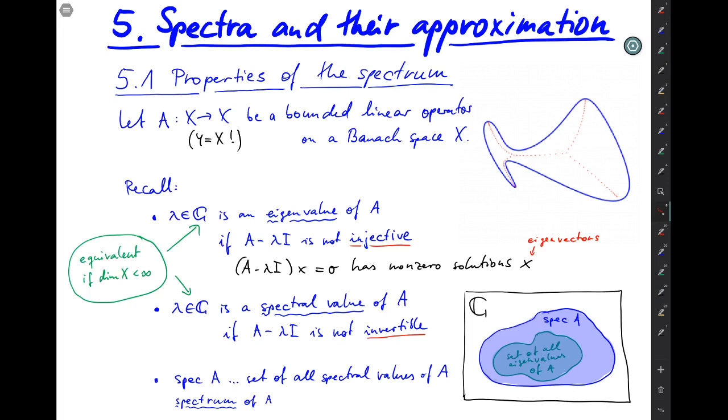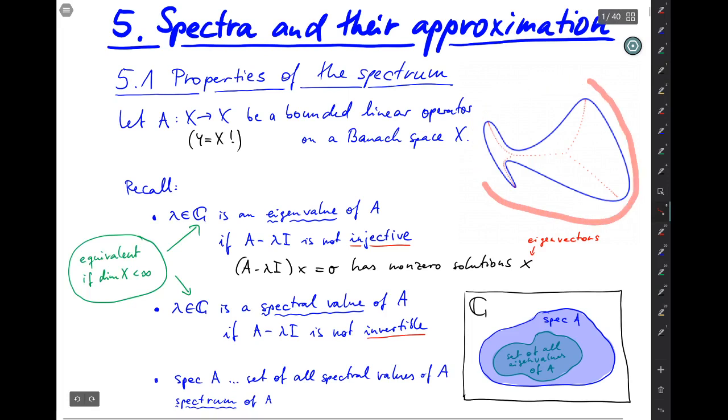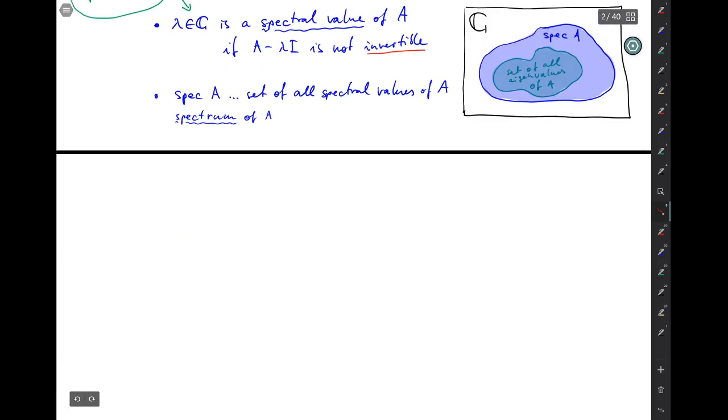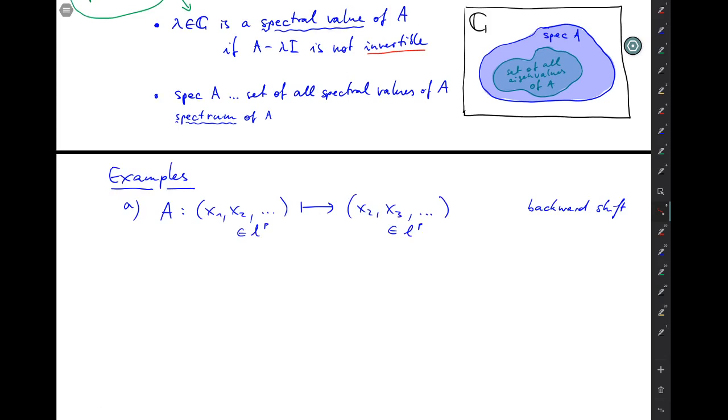So let's look at some examples. We're going to take a bit of time before we can do examples that produce this kind of spectrum, but not very long. First some simpler examples. Our first example is the backward shift on little lp. It takes a one-sided infinite sequence or vector and moves everything one position back. So in particular, the first piece of data is lost, and the rest moves one position to the left.